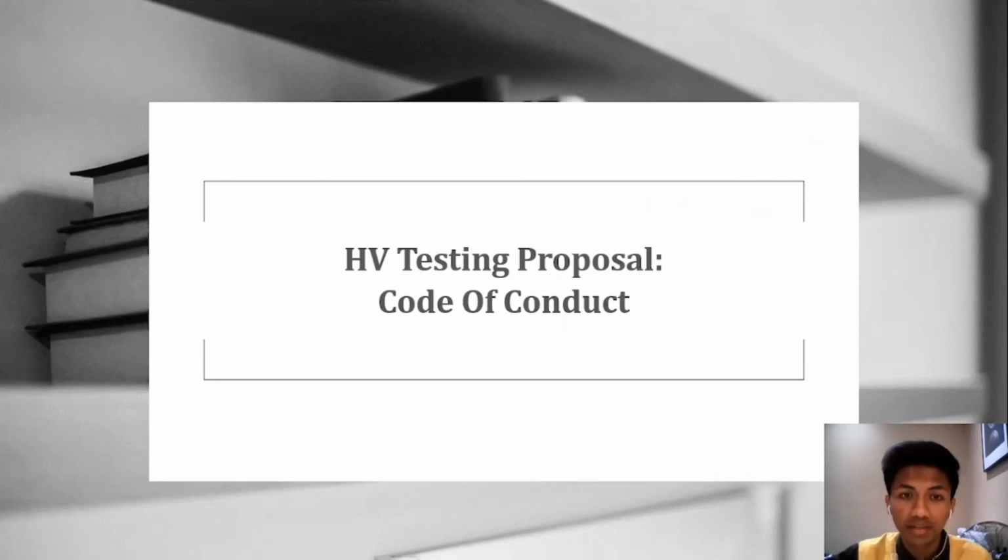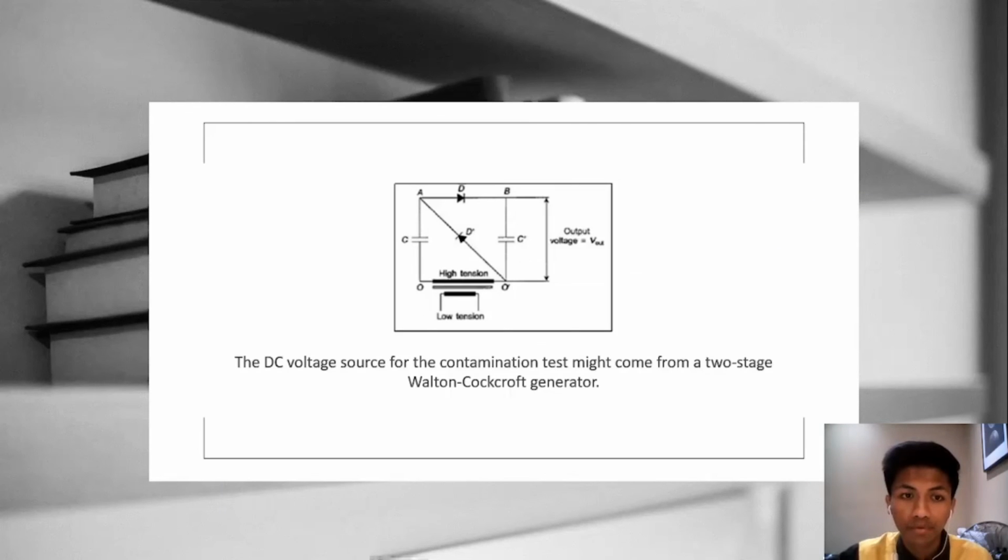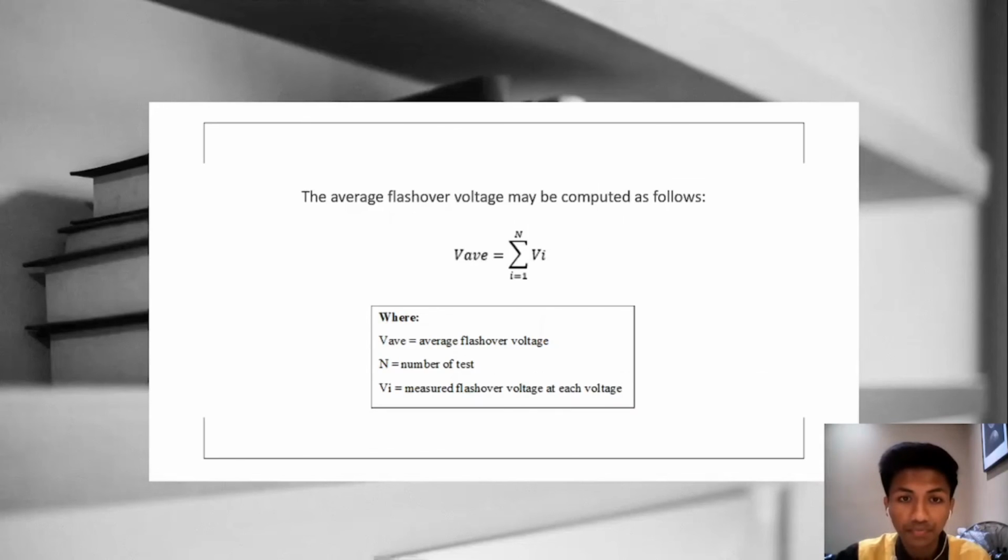Next, HV testing proposal, code of conduct. The DC voltage source for the contamination test might come from a two-stage Walton-Cockcroft generator. As you can see, this is the circuit for the Walton-Cockcroft generator. The average flashover voltage may be computed as follows. So we can calculate the average flashover voltage by using this formula.